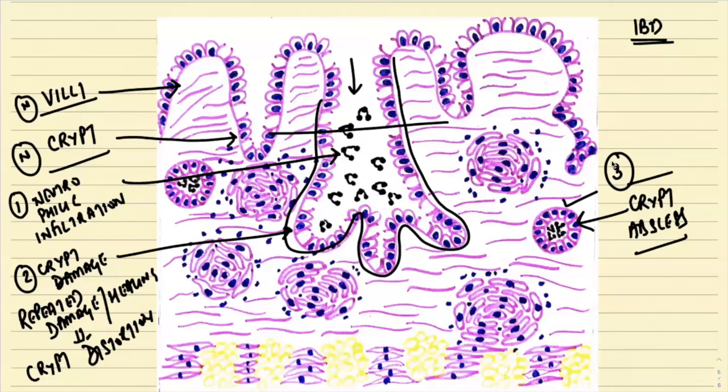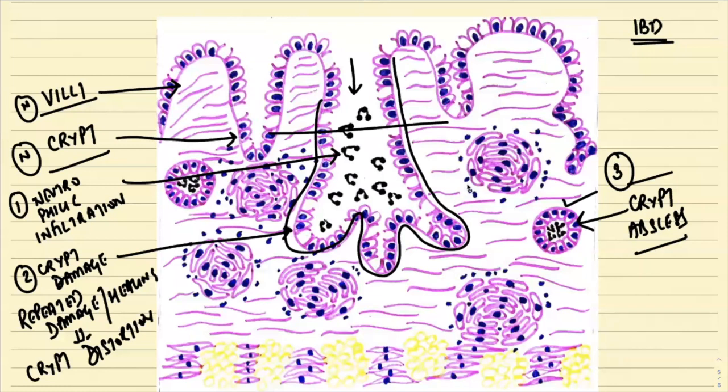So the neutrophilic infiltration leading to crypt damage, over a period of time leads to repeated damage and healing, leading to crypt distortion. The crypt will become distorted, bizarre shaped. Also, some of the crypts might be filled up with just neutrophils, and this is called the presence of a crypt abscess. So is this clear: what a crypt abscess is, what a crypt distortion is, and what neutrophilic infiltration looks like? This is common across all inflammatory bowel disease.